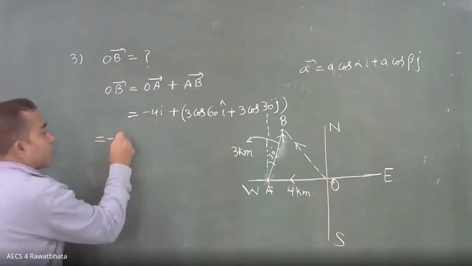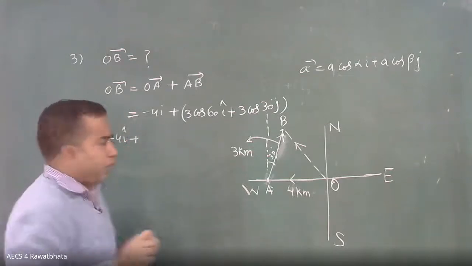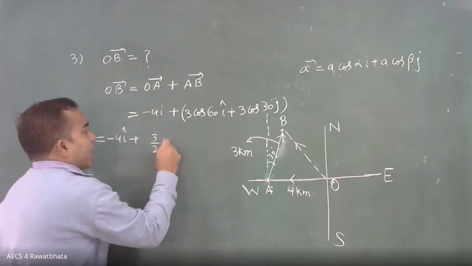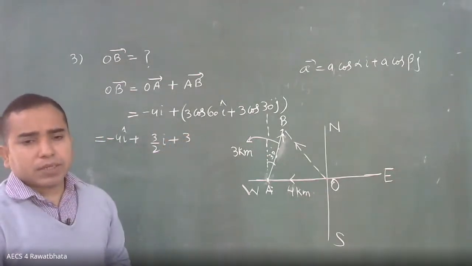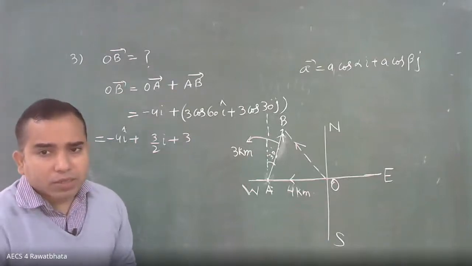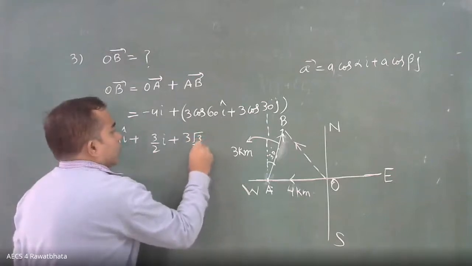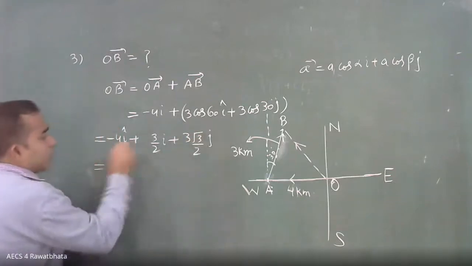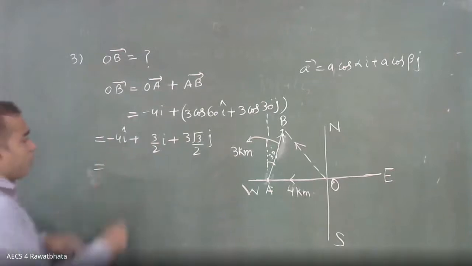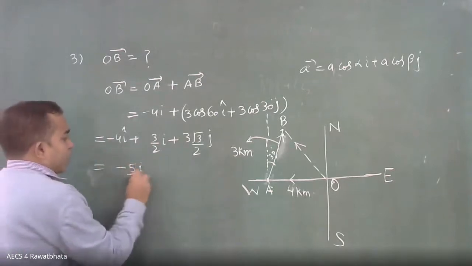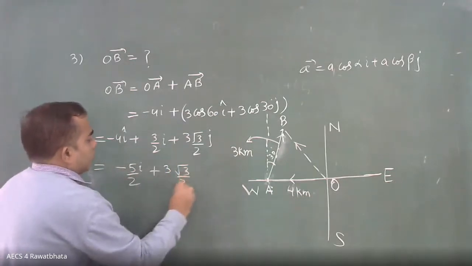So this will become -4 i cap, plus 3 cos 60, which is 1/2, so 3 by 2 i cap, plus 3 cos 30. Cos 30 is root 3 by 2, so 3 root 3 by 2 j cap. Merge that: minus 4 plus 3 by 2 is minus 8 plus 3, which is minus 5 i upon 2, plus 3 root 3 by 2 j.